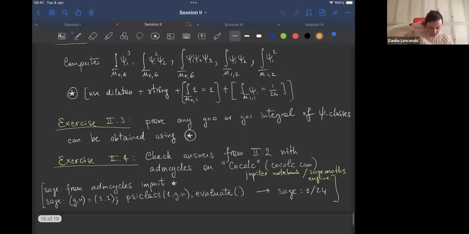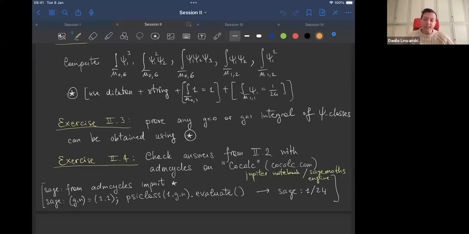As an additional exercise, you can prove, and that's very nice, that if you have a computation in genus 0 or in genus 1 of an integral of psi classes, it's always achievable with the dilaton and string equations and this initial data. So the genus 0 and the genus 1 cases are completely determined by the string and dilaton equations and these two initial data. Whereas for genus 2 or higher, you also need the other Virasoro constraints.